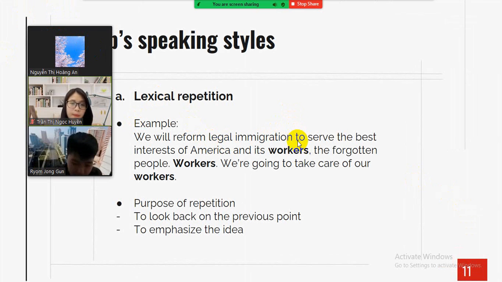So that's the videos about some of the significant styles of Donald Trump that you may frequently see in his speech. And to further analyze, to go further into details, we have, first of all, Trump's extempore speaking style is laced with repetition. For example, in one of his speeches you can see, we will reform legal immigration to serve the best interests of America and its workers, the forgotten people, workers. We're going to take care of our workers. So with the repetition of the lexical item workers, Trump has been able to, first, make his audience look back on the previous point of himself and to emphasize his idea.